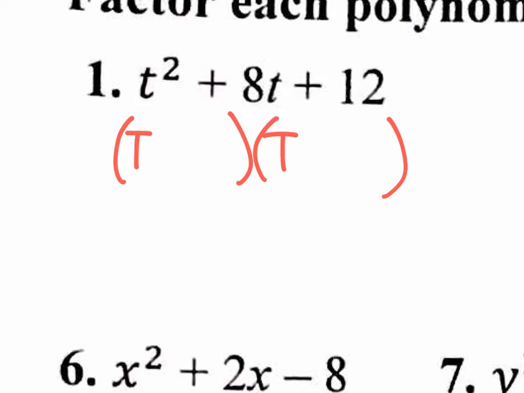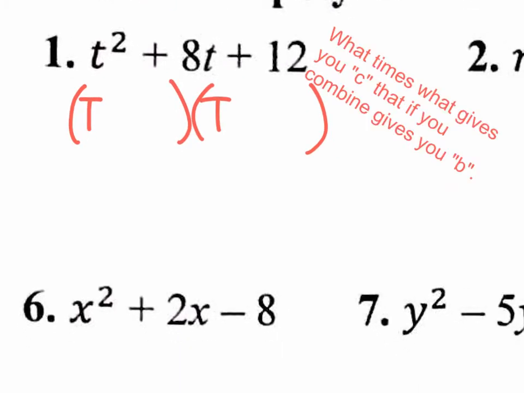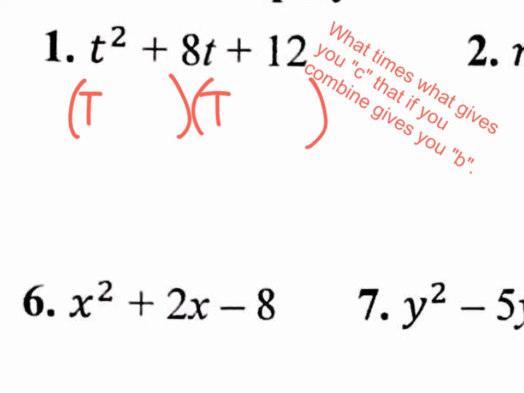But right now on this homework, on this practice, on this video, we're just going to be simply practicing the shortcut, which is, there it is, what times what gives you C, that if you combine gives you B, and you might want to make a list, right? You might want to make a list.